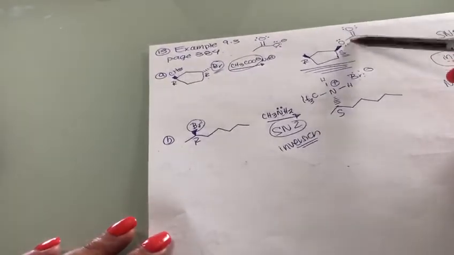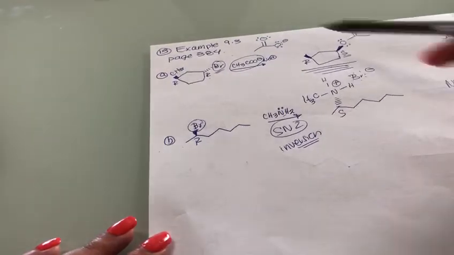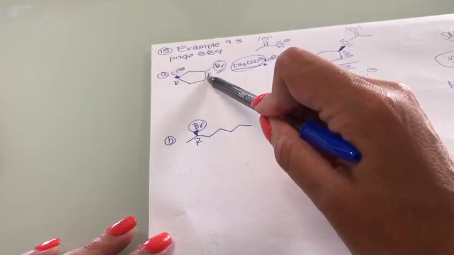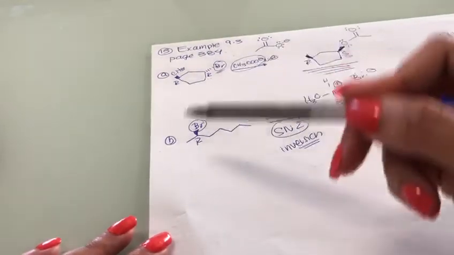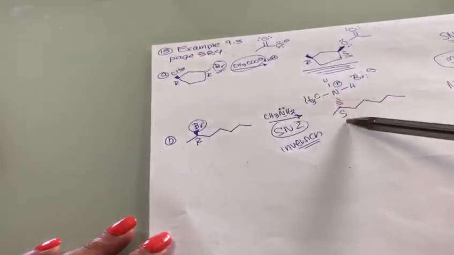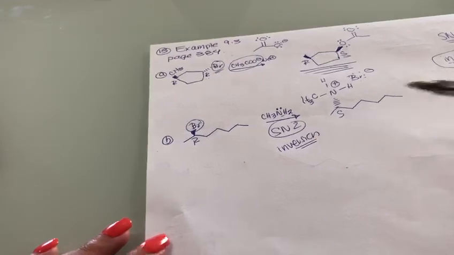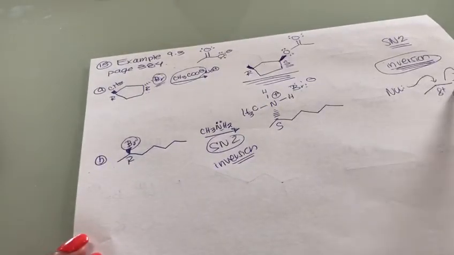But for both of these reactions, you will have the inversion of configuration. If the chiral center was R, now is S. Same here, if it's R, now will be S. It will be the opposite configuration because for SN2, you have the inversion of configuration.